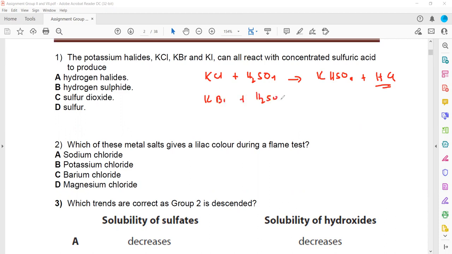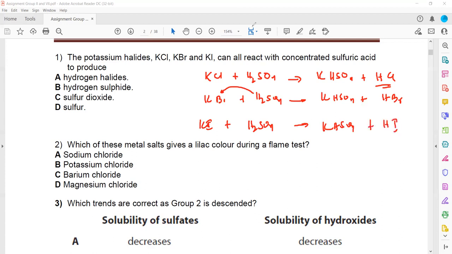H2SO4 reacted with KBr, the first reaction, it donated a proton, so it will form KHSO4 plus HBr. And the third one, if potassium iodide is there, KI plus H2SO4, as a result it will form KHSO4 plus HI. So when it reacts with concentrated acid, what is always the product? Always the product is hydrogen halide: hydrogen chloride, hydrogen bromide, and hydrogen iodide.